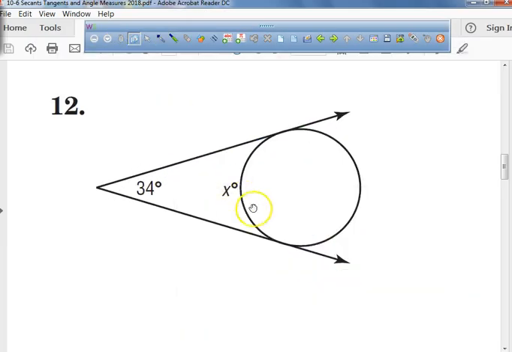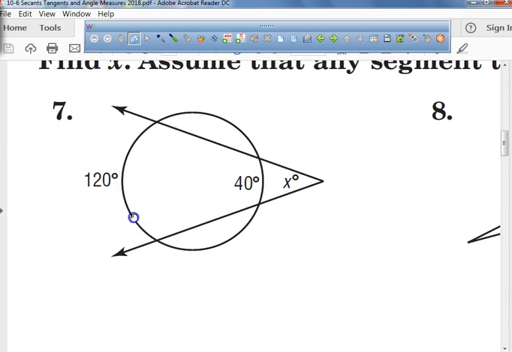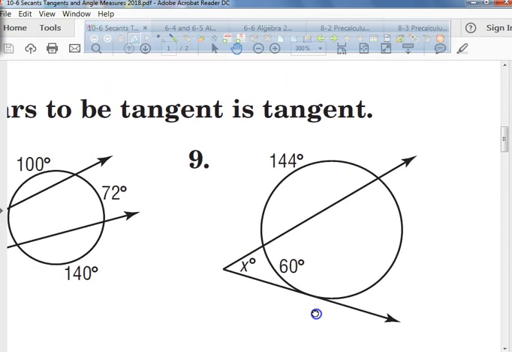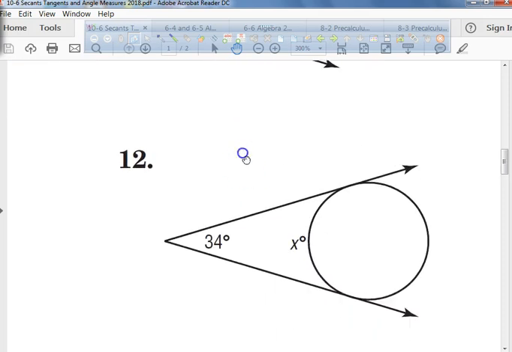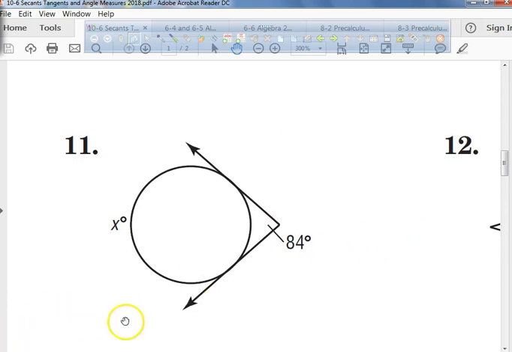So what do you have to do in all of these problems? You're taking the big arc, taking away the smaller arc, and then dividing it by 2 to get your angle. Or what might you have to do? You might have to use a little bit of algebra to set things up like we did in 11 and 12. The rest of it, you're on your own.